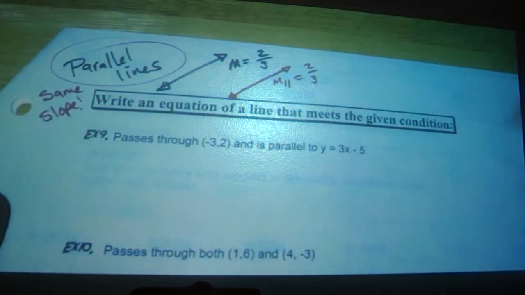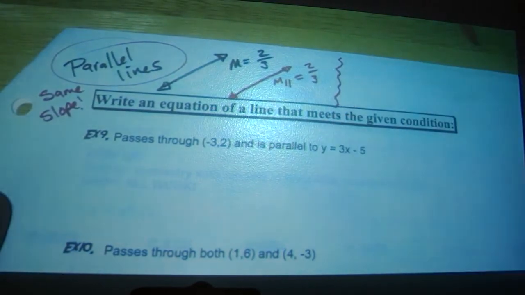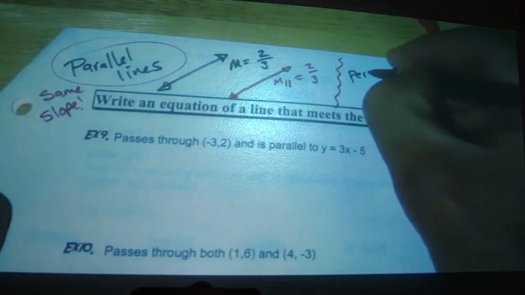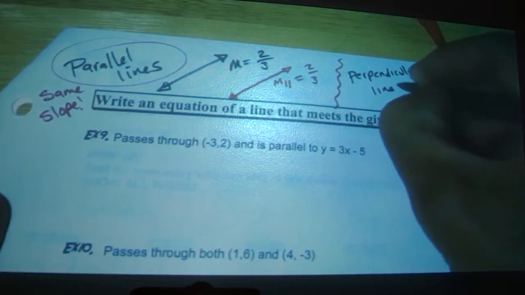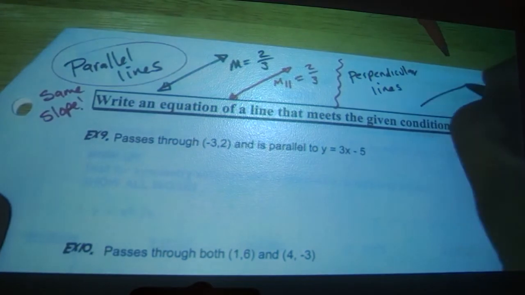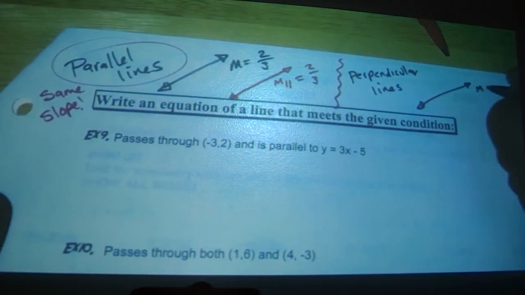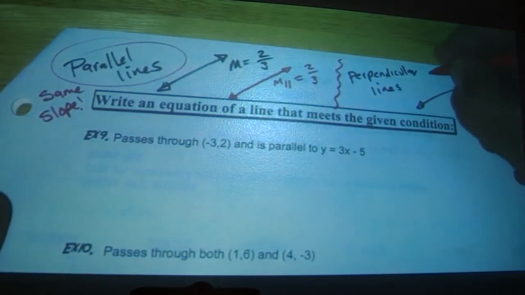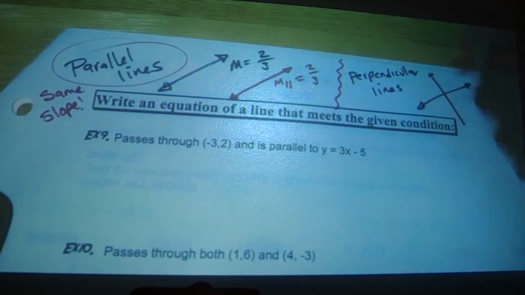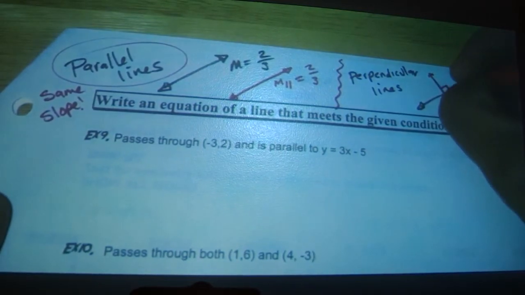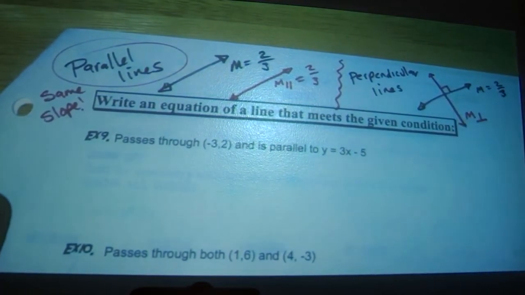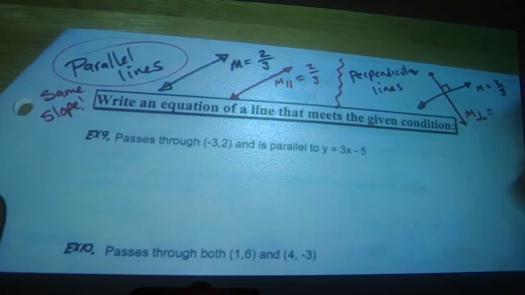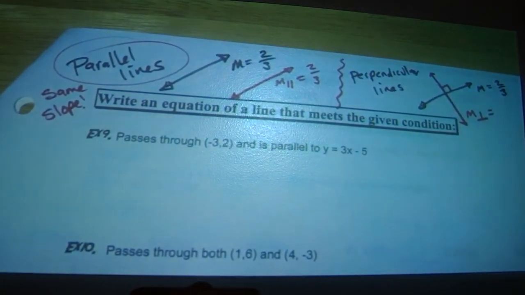So the other one that we've talked about is perpendicular. Perpendicular lines. So if I have that same line that is 2/3, then I have a line that's perpendicular to that. Perpendicular means they intersect in one spot, and it creates a 90-degree angle. So the slope that's perpendicular, denoted with an upside down T, is what?